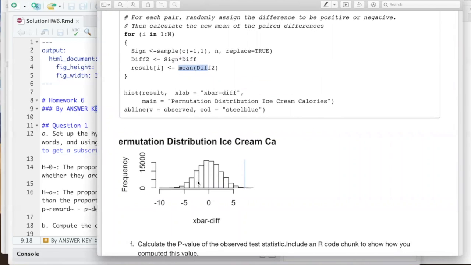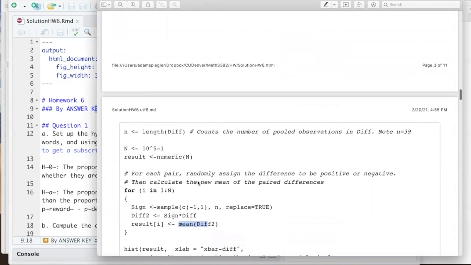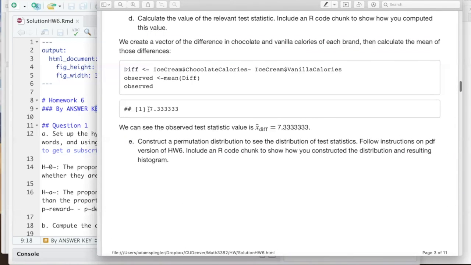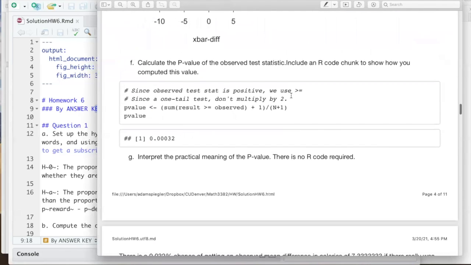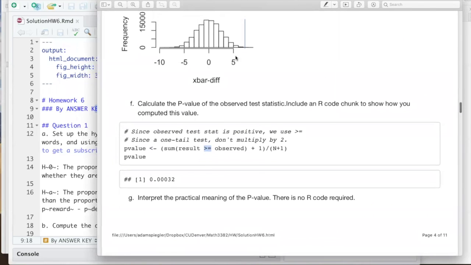And so when we calculate the p-value for this one, it's important to note a couple of things. The observed difference was positive. The alternative hypothesis was claiming this difference is positive. So when I calculate the p-value, I want to have a greater than or equal to sign here because I want to count only differences that were as or more positive than my observed difference. So that's why I have a greater than sign here. And I don't multiply by 2 because we just have a one-tailed test.